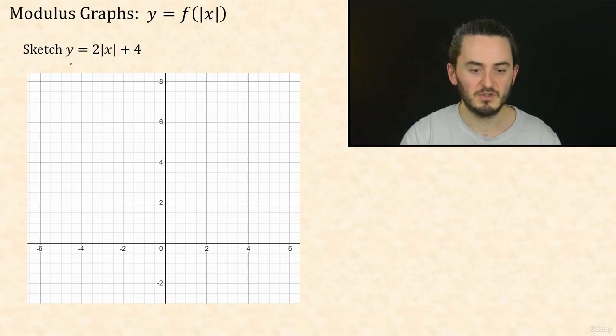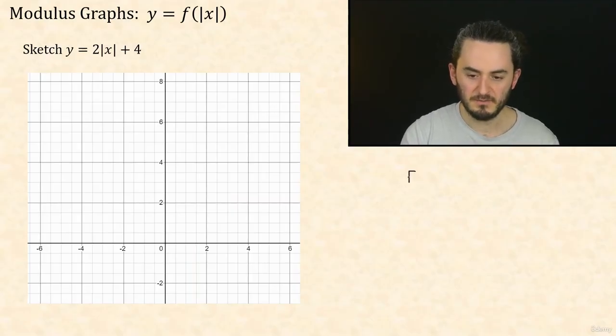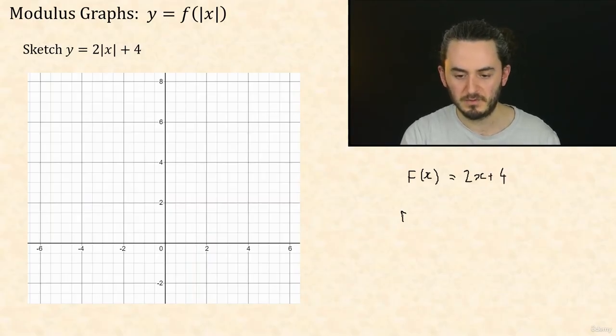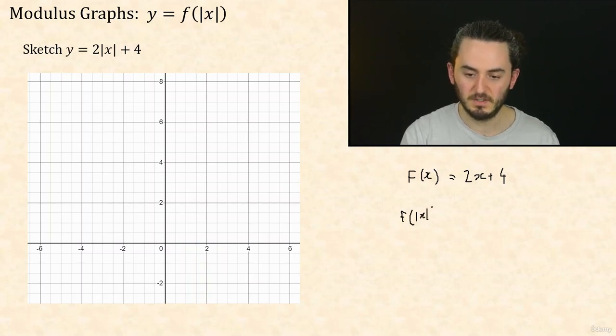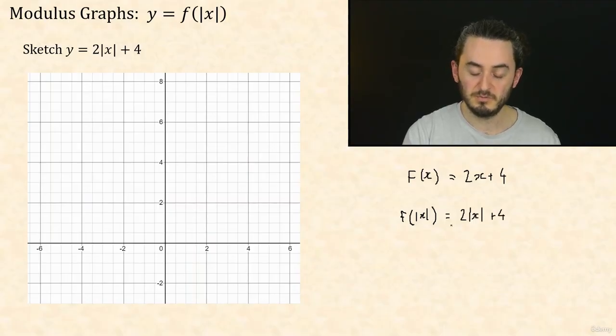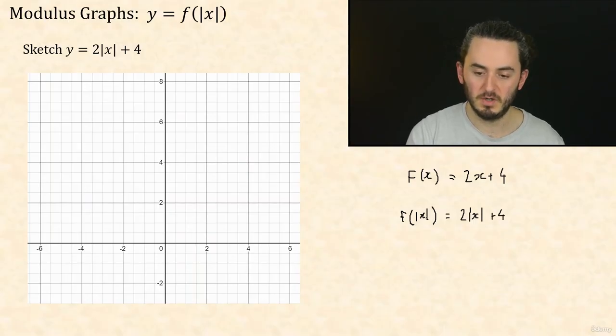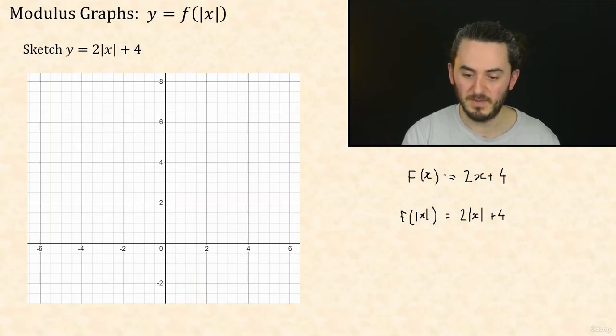So could we sketch y equals 2 mod x plus 4? Now, let's think about where that's come from. Imagine that f of x was 2x plus 4. Well, f of mod x means we're just going to go through here replacing every x with mod x, which means that 2 mod x plus 4 is just an f of mod x transformation of 2x plus 4.